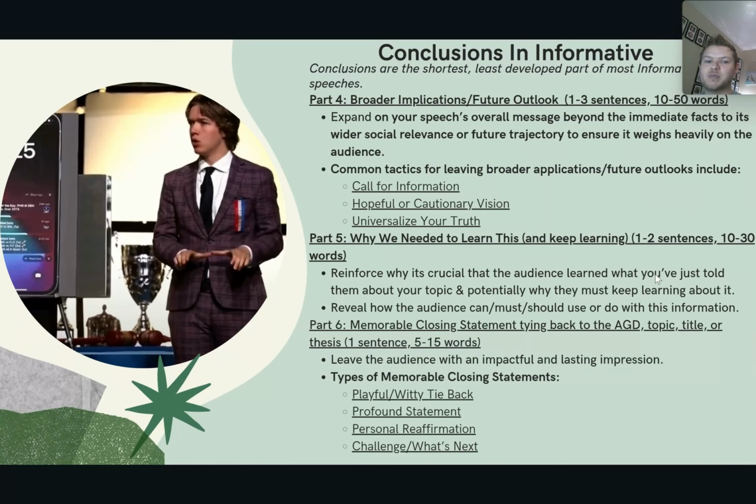And then the next part is why we needed to learn this in the first place, and or why we need to keep learning it. That should be around 1 to 2 sentences, again, 10 to 30 words. You're going to reinforce why it is crucial that the audience learned what you've just told them about your topic and why they must keep learning about it on their own. Reveal how the audience can, must, or should do or use this information. And this is often integrated into other parts of the conclusion, so it doesn't have to be separate if you're already doing this somewhere else, but make sure that at least somewhere in the conclusion, we've been reminded of why we had to learn this in the first place.